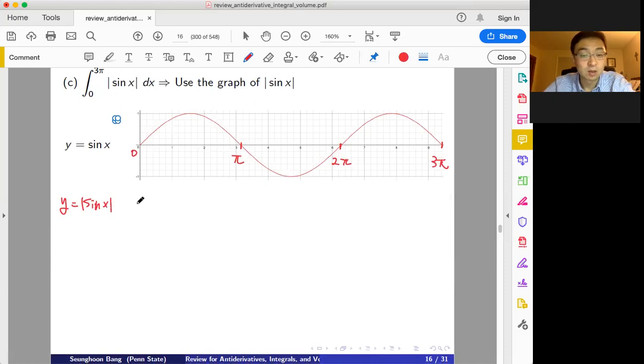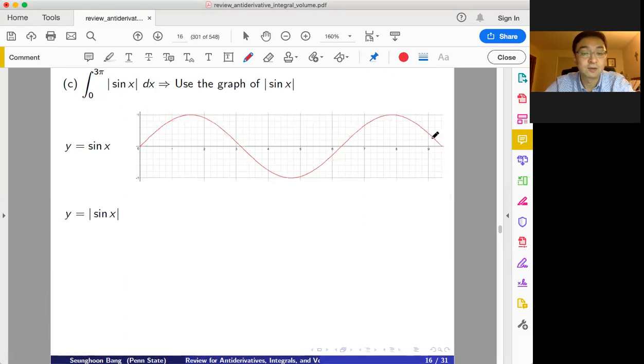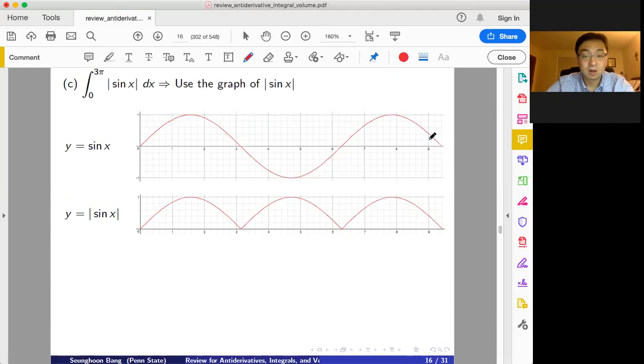This one. So not difficult. Take the absolute value. You have to keep the positive part. The negative part is going up. So negative becomes positive. Here it is up. So like this and up. So we have a graph like this. So how can you find this integral? You need to find the area, right? This whole area.